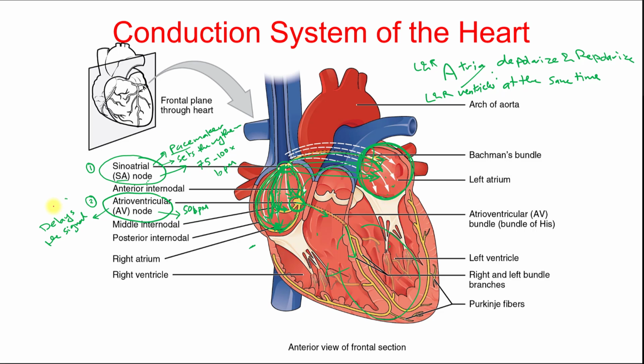So that is the point of delaying the signal. The AV node will delay the signal to allow the left atrium to depolarize and repolarize before the ventricles.